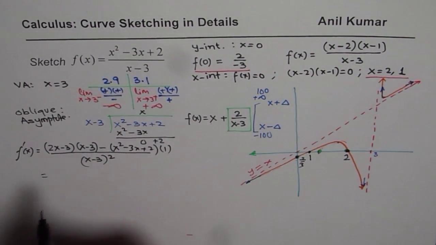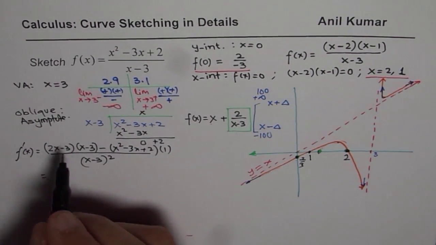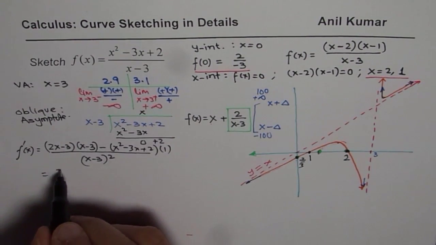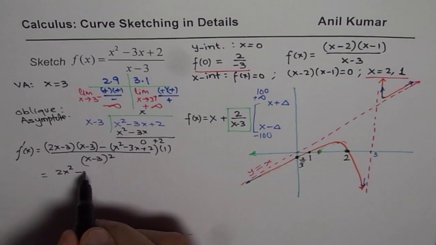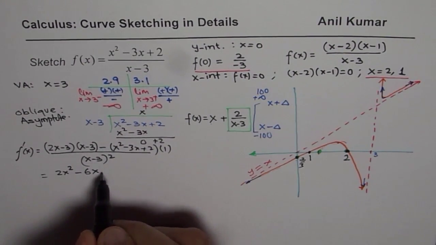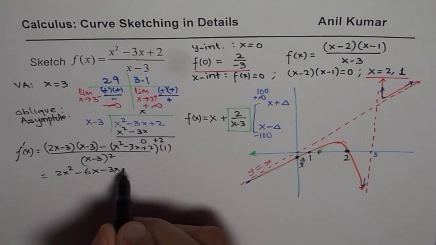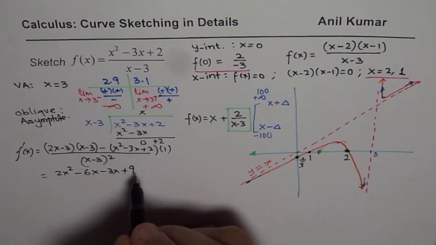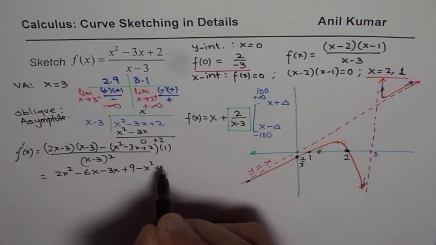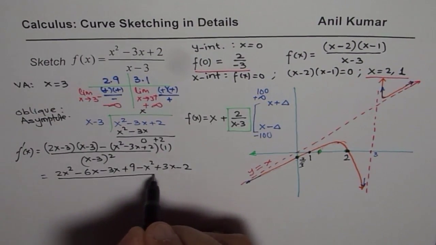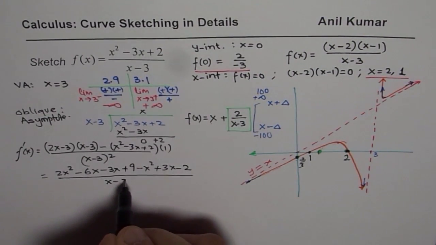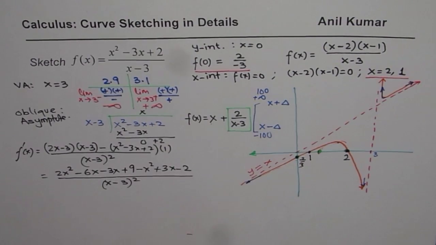Now we can simplify this. Let us expand and simplify. 2x times x is 2x square, minus 2 times 3 is 6x, minus 3x plus 9. Let's open this: minus x square plus 3x minus 2. So we just changed all the signs. Divided by x minus 3 whole square, right?